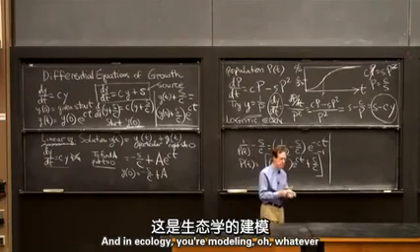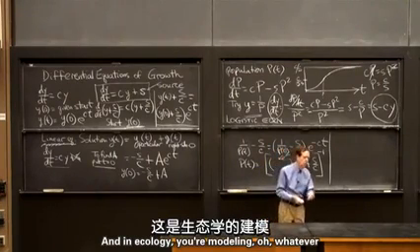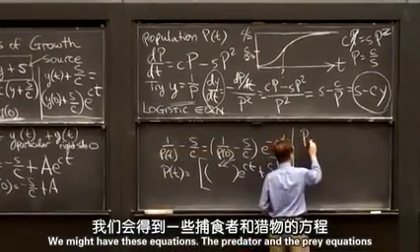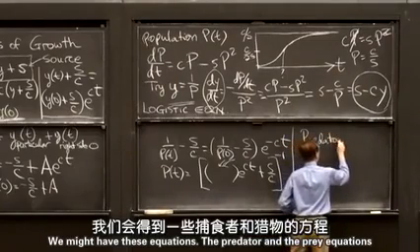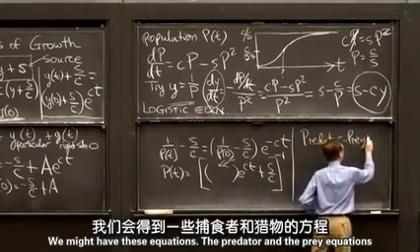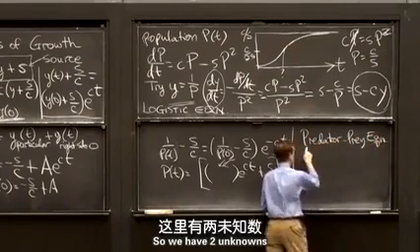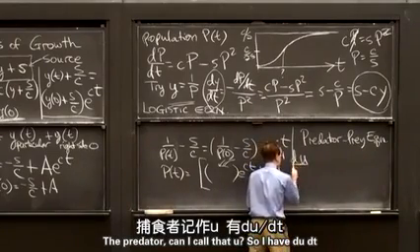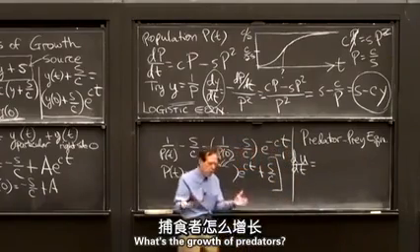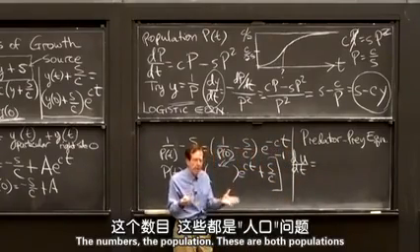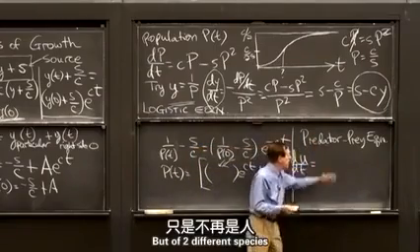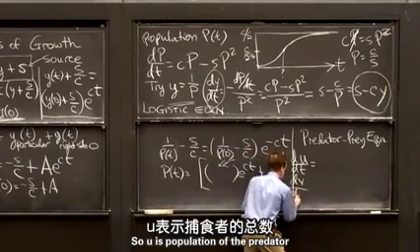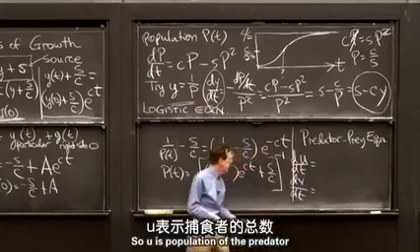And in ecology or modeling, whatever, foxes and rabbits maybe, we might have these equations: the predator and the prey equation. And what would that look like? So we have 2 unknowns. The predator, can I call that u? So I have a du dt. What's the growth of the predators? The number, the population. These are both populations, but of 2 different species. And the prey will be v. So u is the population of the predator.